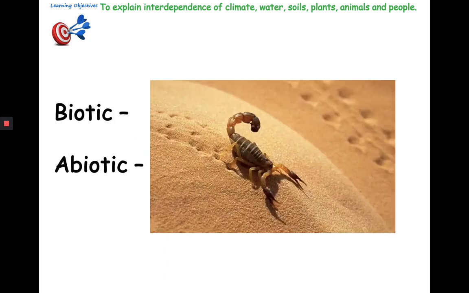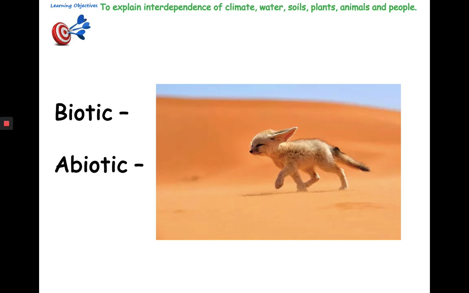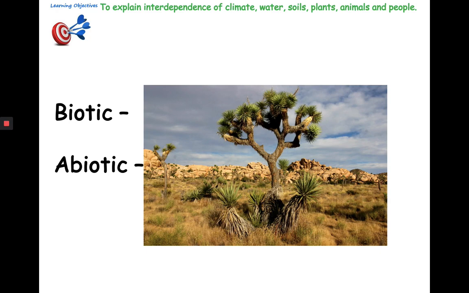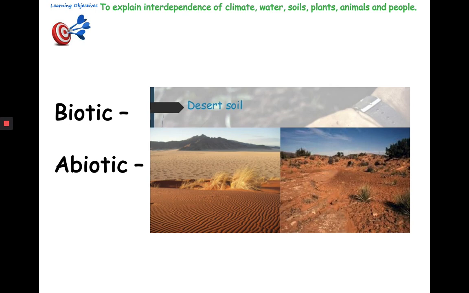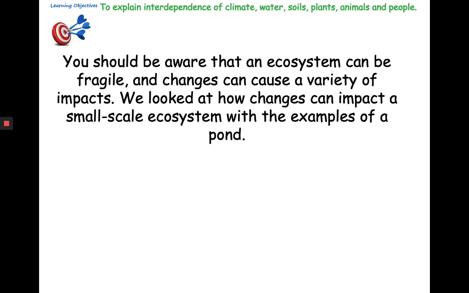So the first one, biotic or abiotic. So this answer was actually biotic, okay, because that is a living thing. This, abiotic, it is not living. Biotic, biotic, that is a living thing. Abiotic, the desert soil is abiotic. Abiotic, the sun is abiotic.